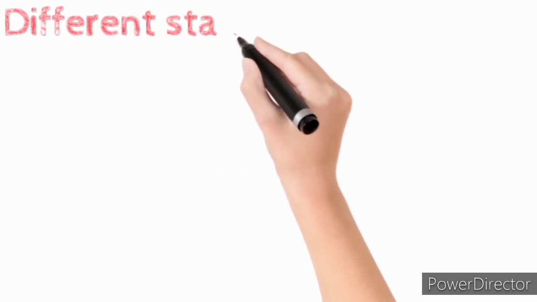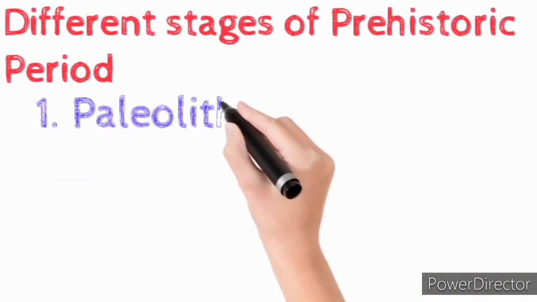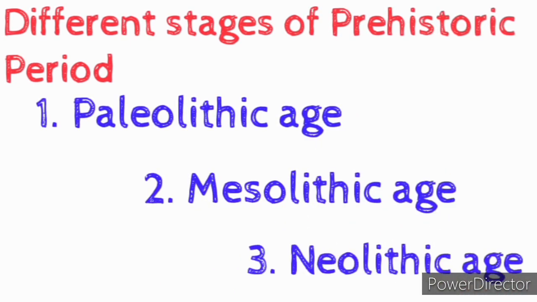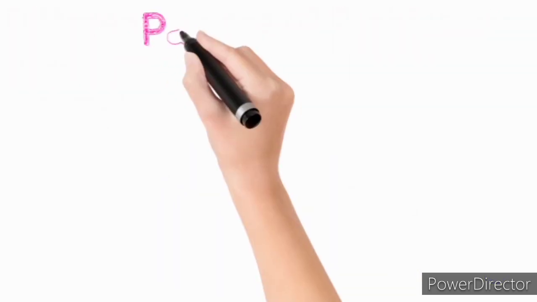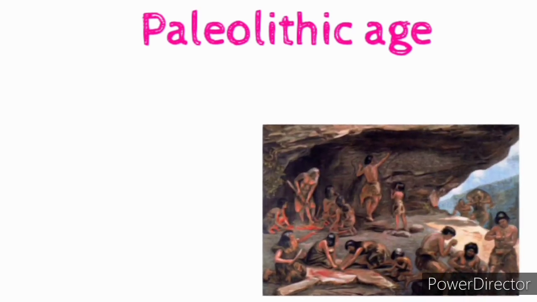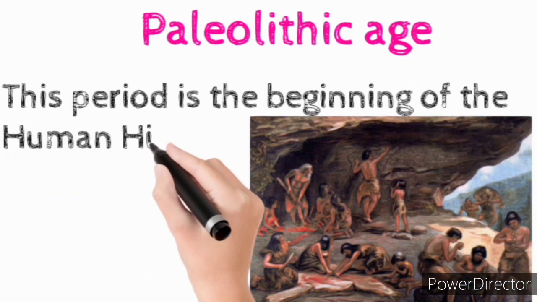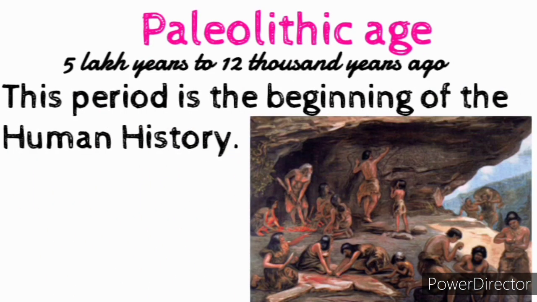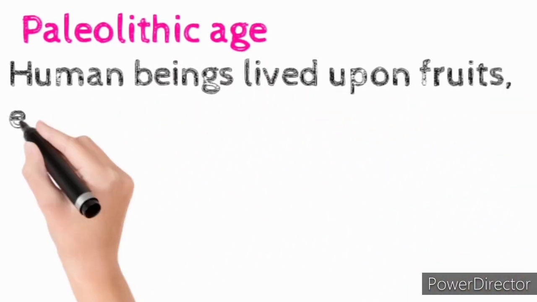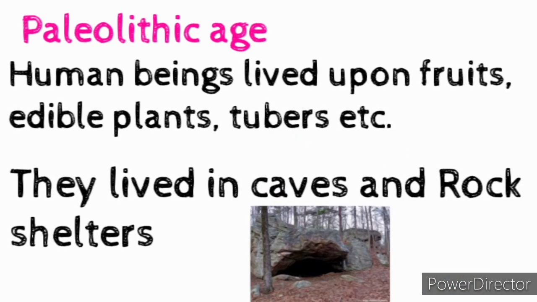Let us talk about different stages of prehistoric period. They are Paleolithic age, Mesolithic age, and Neolithic age. First is Paleolithic age. This period is the beginning of human history. Human beings lived upon fruits, edible plants, tubers, etc. They lived in caves and rock shelters.